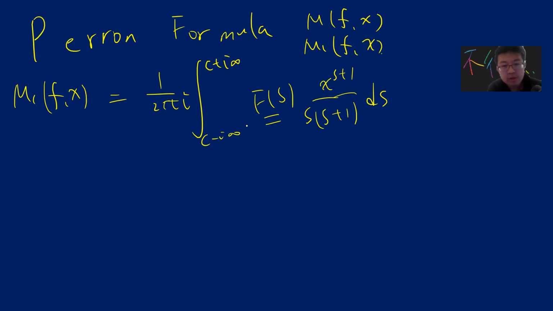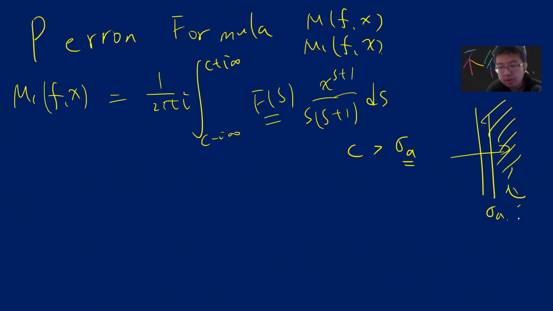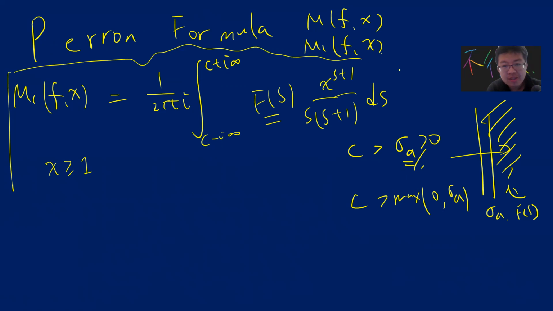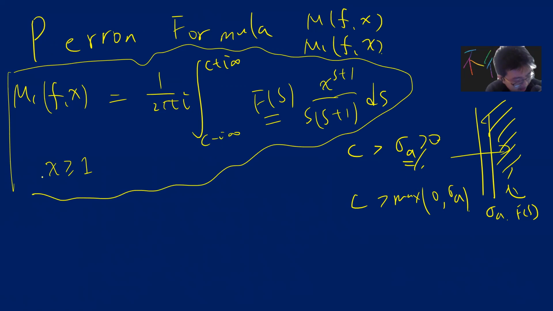And then you can write this and prove this. Definitely your c needs to be greater than the abscissa of absolute convergence. Let's say this sigma A is where this Dirichlet series converges. So your c needs to be greater than sigma A. Technically you can take c to be max of 0 and sigma A, but let me assume that sigma A is greater than or equal to 0. And this is true for any real number x greater than or equal to 1. Don't worry, the proof is not difficult.